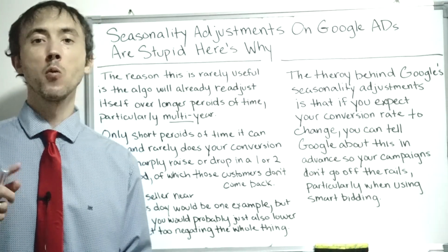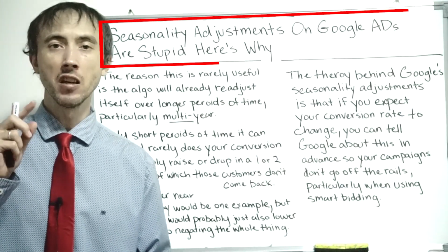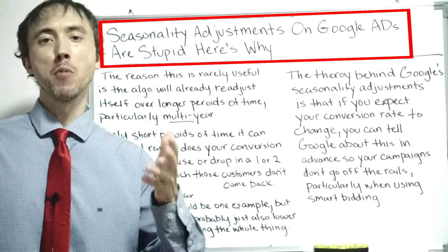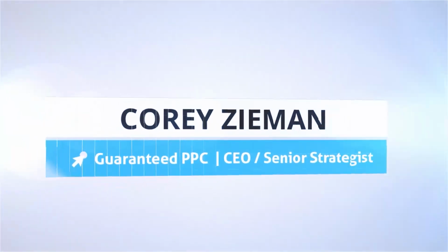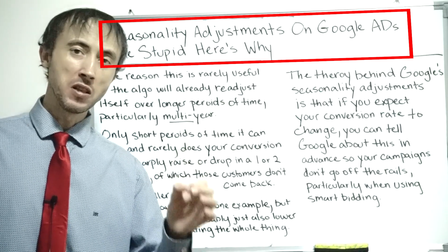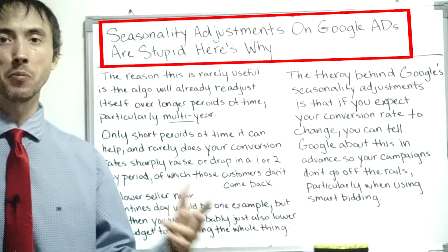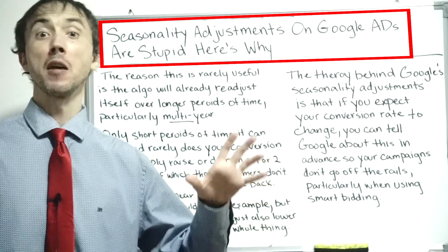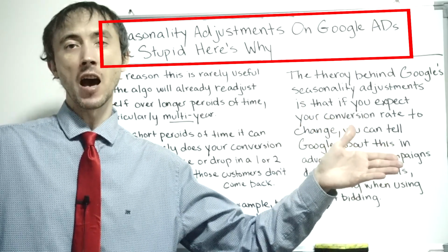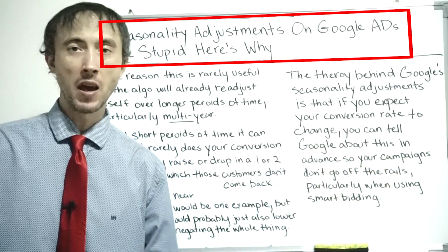Okay, today's video we're talking about seasonality adjustments on Google Ads and how and why they're mostly just a stupid idea to improve the performance of your ad account and get more profit from your ad account over, let's say, a yearly time span or monthly time span.